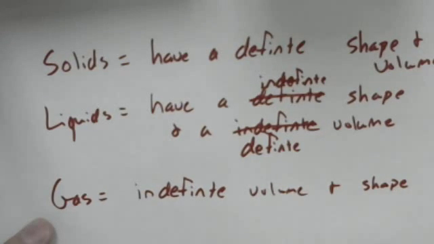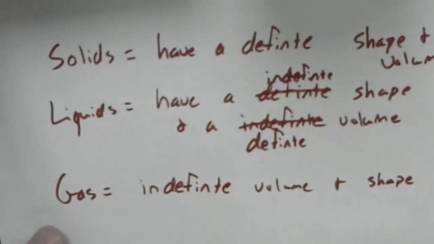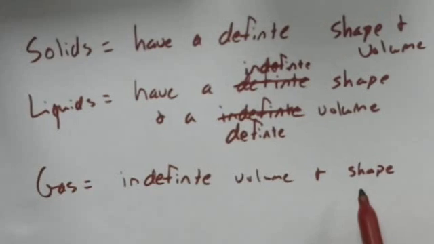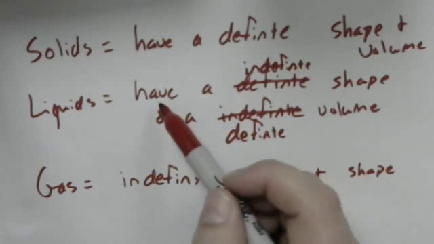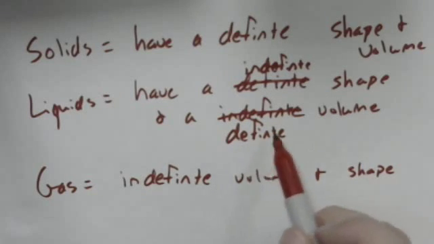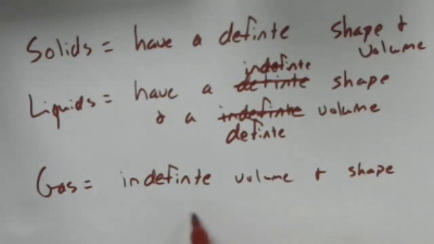I'm probably going to have to reteach this because I'm in a hurry. But all that means is that the volume of a gas can change, and also the shape of a gas can change too. Think about it as a liquid. If you pour liquids into the bottle, the shape conforms to that bottle, but the volume will not change. In the gas, the volume can change and the shape can change.